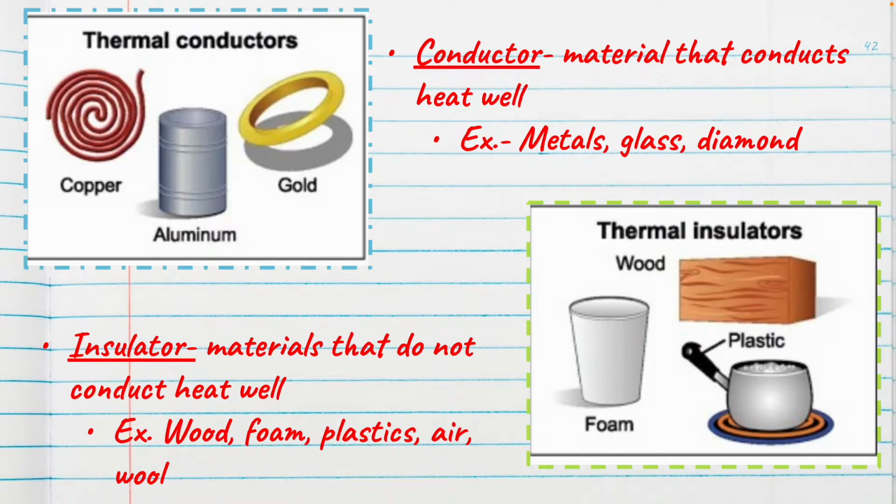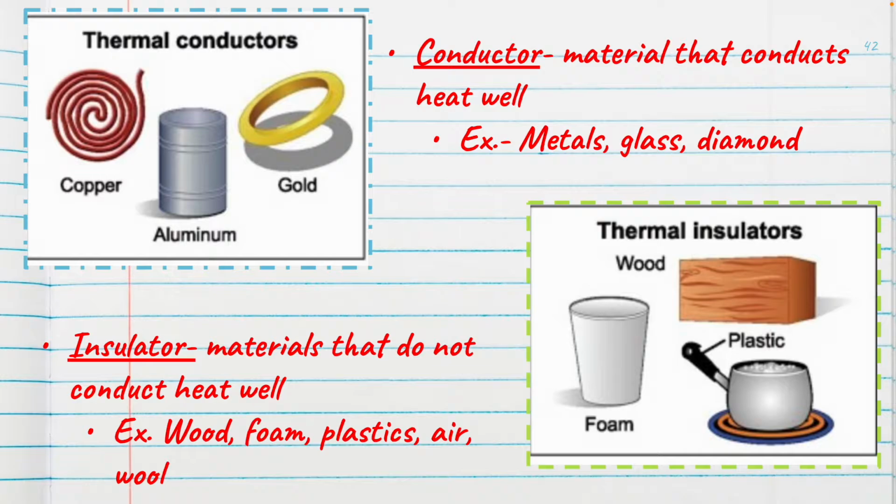Now on the other hand, materials that do not conduct heat well, we call those materials insulators. Those would be things like wood, foam. And when we say foam, think about styrofoam, like the styrofoam that we used in the cups in the lab yesterday. Plastic also does not conduct heat well. That's why we're not going to use it to actually cook food in the oven.